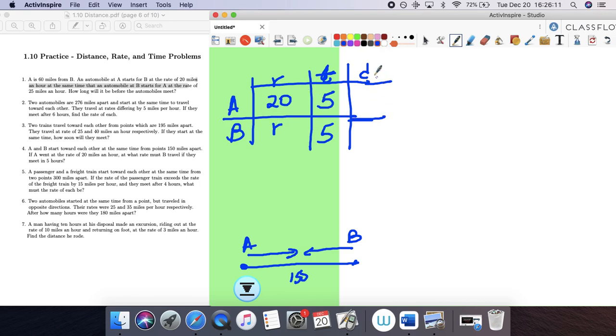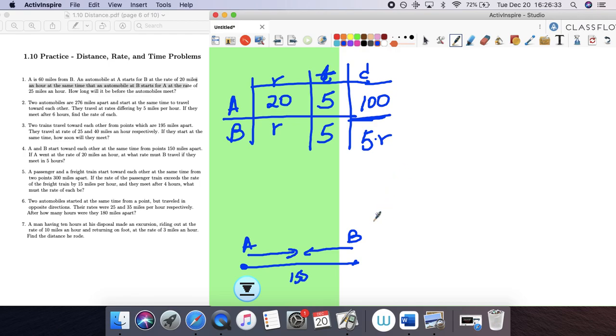So think about it. Distance is R times T, right? If you travel 20 miles an hour and you do that for 5 hours, guess what? The distance that you cover is going to be 100 miles. The bottom one, 5 times R. Unfortunately, I don't know the speed, right? So the distance here is described by the expression 5 times R.